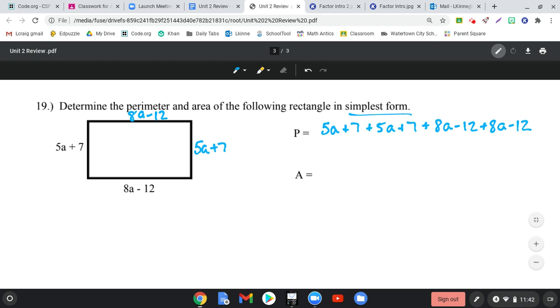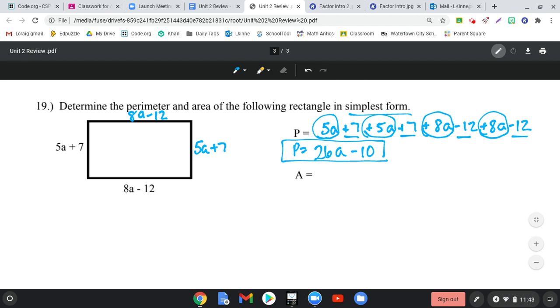All right, looks like a mess right now, but just combine your like terms. 5a plus 5a is 10a, 18a, 26a. And then your constants. 7 and 7 is 14. Minus 12 is 2. Minus another 12 would be negative 10. You can just use your calculator.